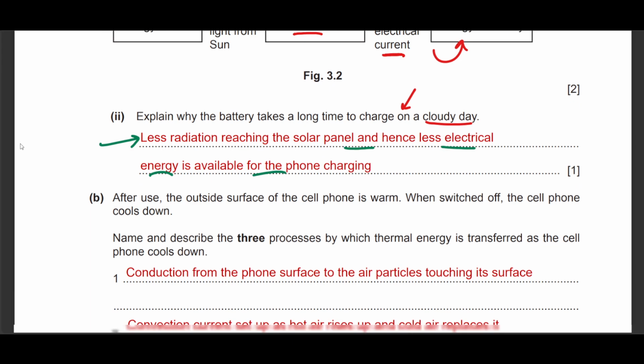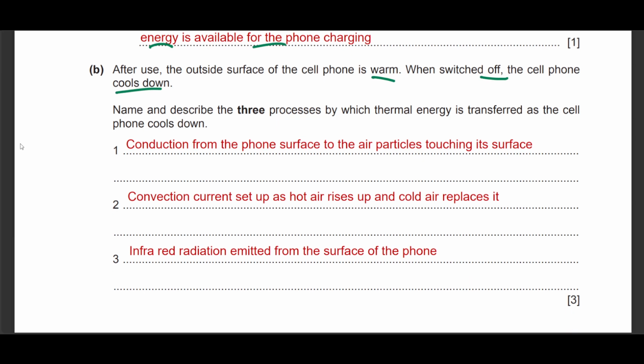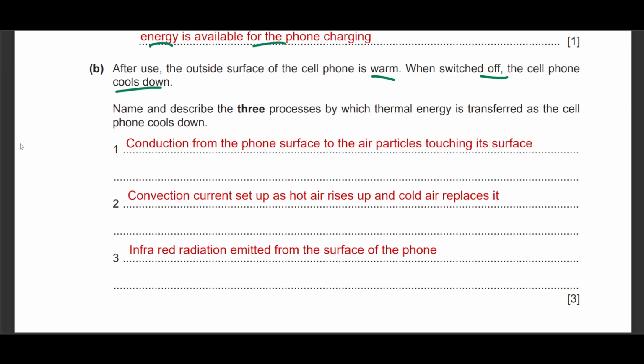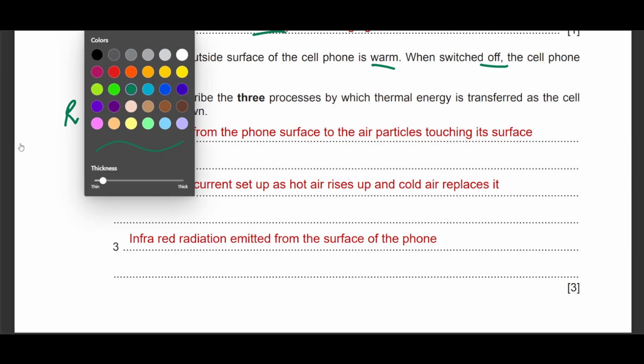Part B. After being outside, the surface of the cell phone is warm, and when it is switched off, the cell phone actually cools down. I think we've experienced this as well. When we're using a phone while playing a game or using a heavy application, it generally heats up. And when you close it down, when you just put it on the table, it starts to cool down again. Name and describe the three processes. And again, a repeated question in terms of checking knowledge.